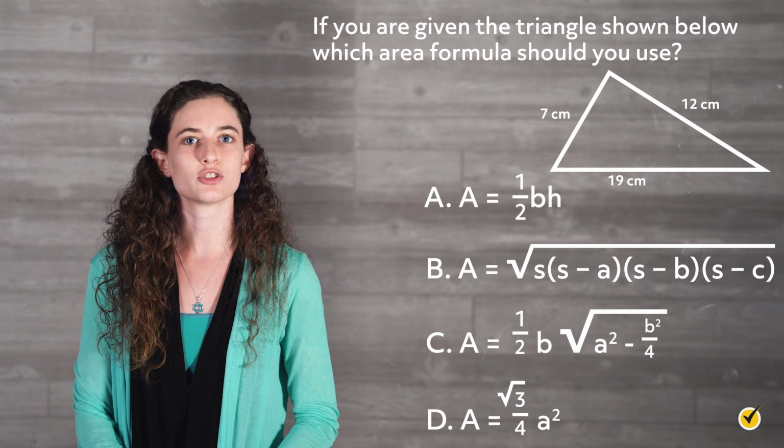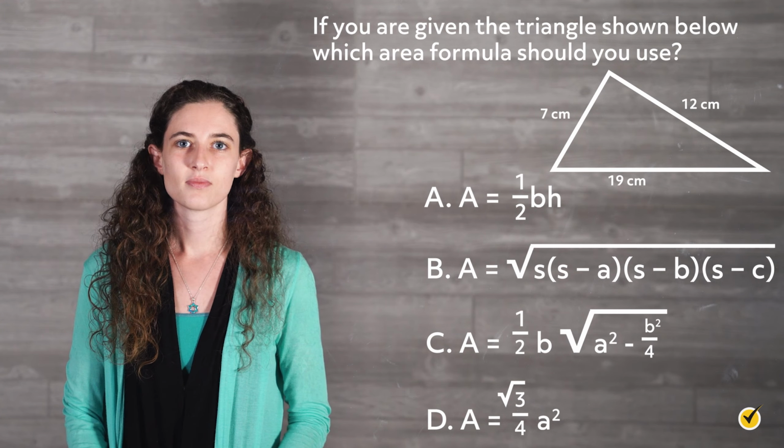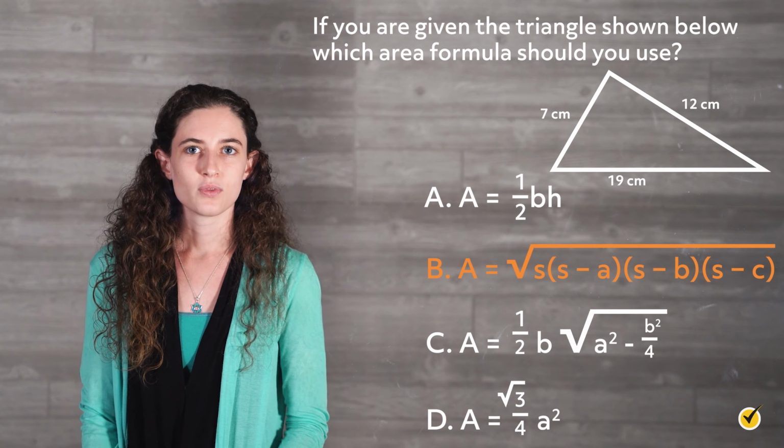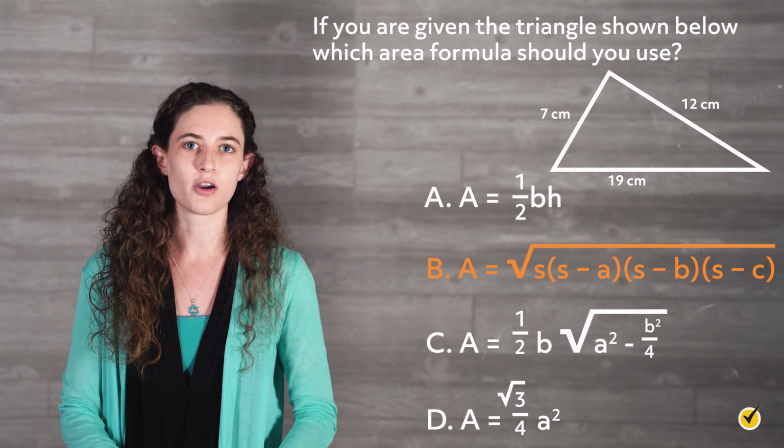If you are given the triangle shown below, which area formula should you use? The correct answer is B. We are given all 3 side lengths, so this is the most direct formula to plug our values into.